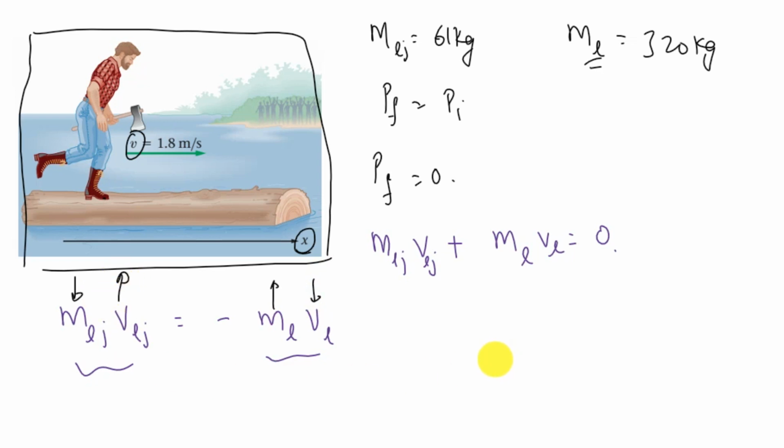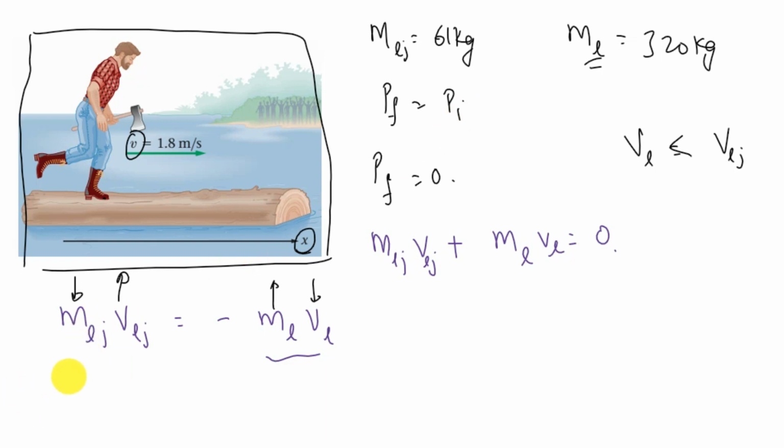So to balance these two terms, this should be less and this should be more, correct? That means the velocity of the log should be less than this velocity, which is 1.8. So this vl will be less than vlj, that is the velocity of the lumberjack. You can prove it here by just plugging in the values.